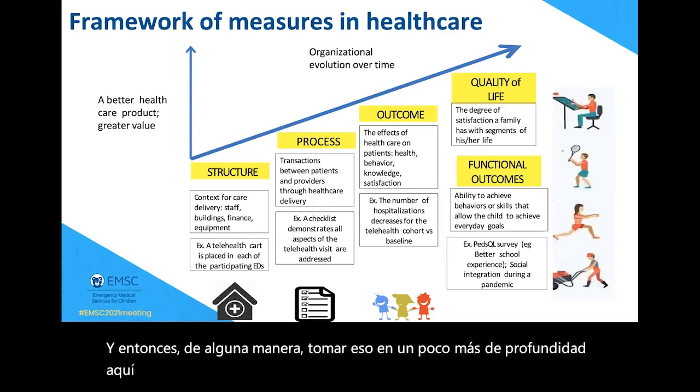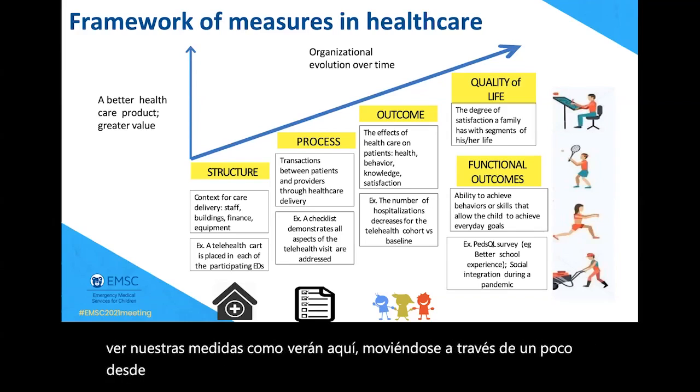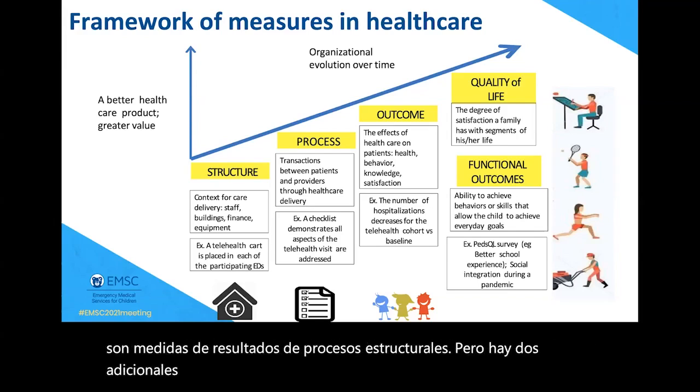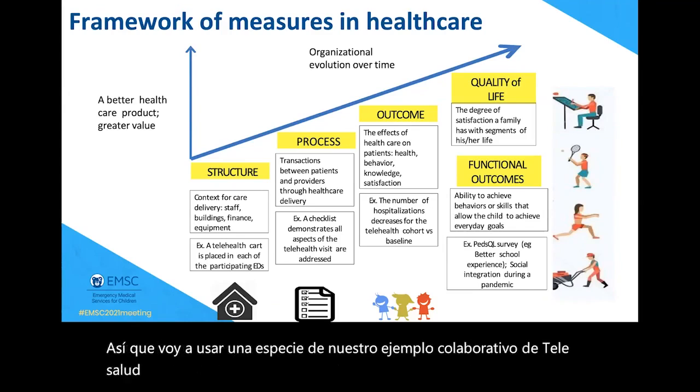And so, taking that into a little bit more depth here to look at our measures, as you'll see, moving across from left to right, our structural, process, and outcome measures, but there are two additional ones that I want to talk about. That is quality of life and functional outcomes. So I'm going to use our telehealth collaborative example to give you an idea of what these measures would look like.